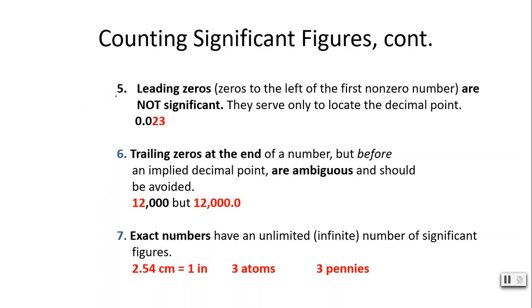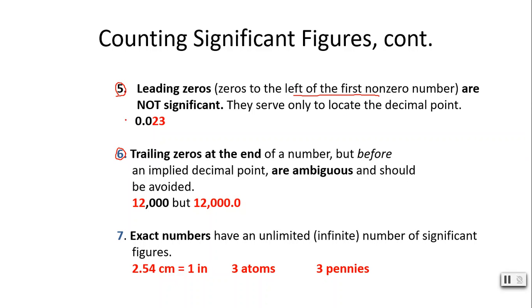There are 2 main cases that you need to be familiar with, and they involve zeros. There are 2 types of zeros that are not significant, meaning they do not speak to the precision of a measurement. The first one is leading zeros. Leading zeros, by definition, are to the left of the first non-zero number.